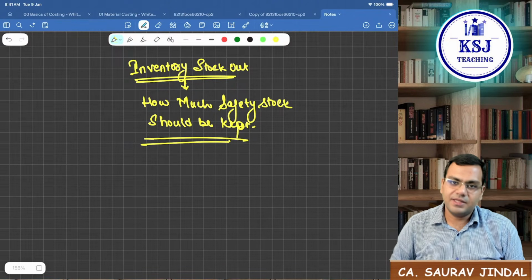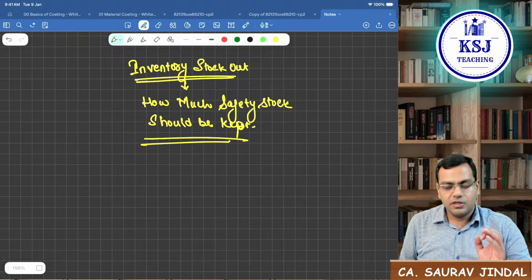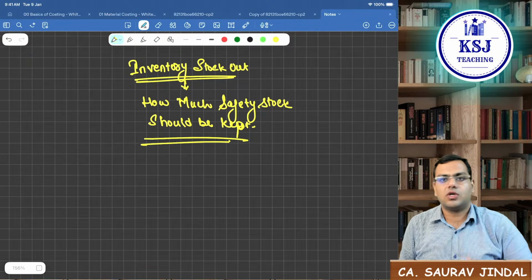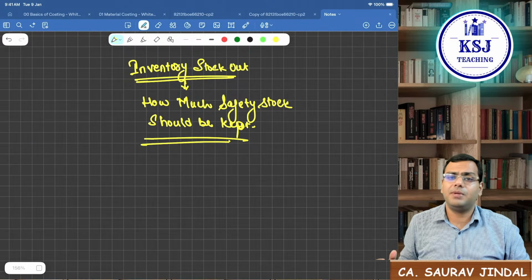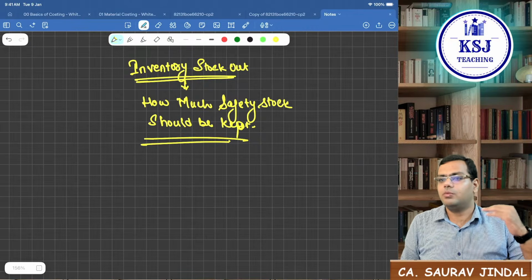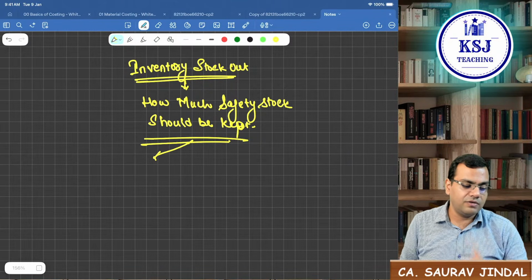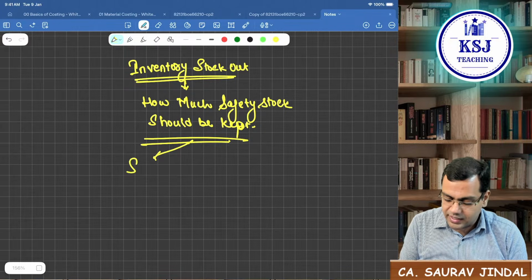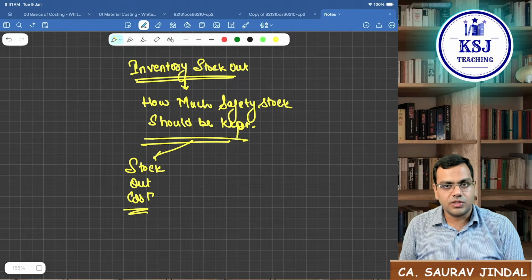Because they say there are two costs. If you are not keeping any safety stock, there might be a situation of stock out. A customer comes to your shop and asks for a particular material, but you don't have it because you're not keeping any safety stock. The demand increases, but you don't have the stock. In that case, your customer will go to your competitor. You will lose out on the customer. That is what we call the stock out cost.